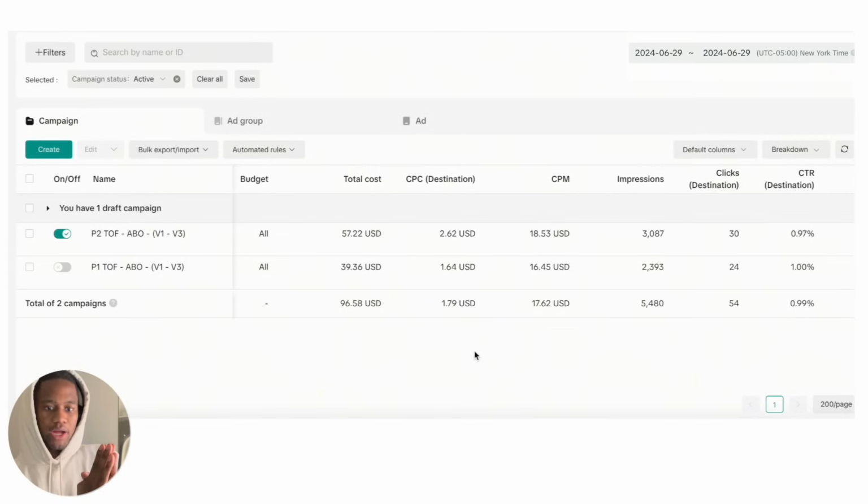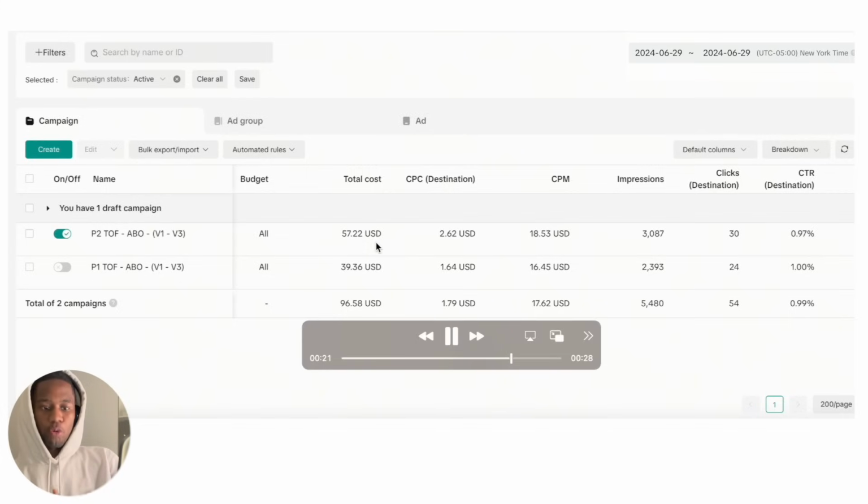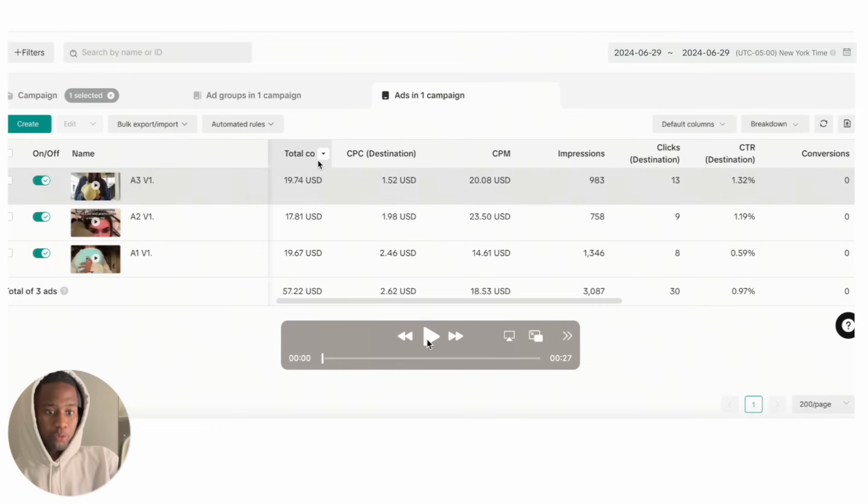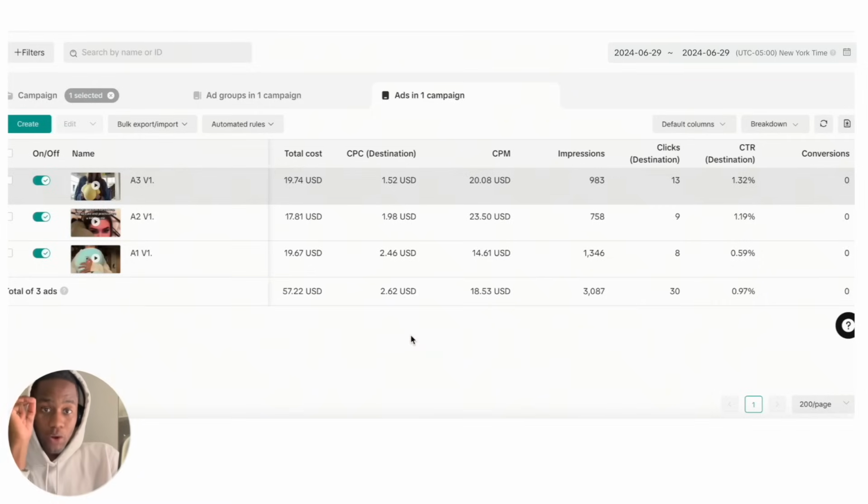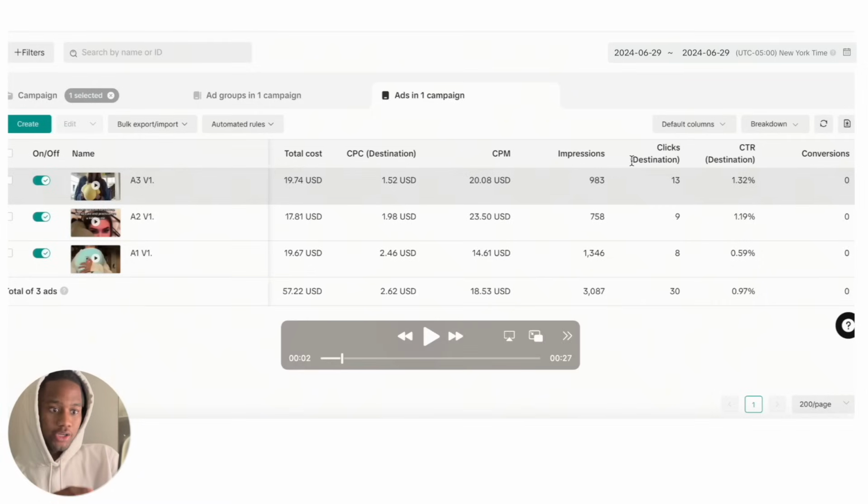But don't worry. The thing about ABOs is you never want to judge an ABO by looking at the campaign, right? When you get into the ad group level, you'll see that still there's nothing good going on here. If you look at our best performing ad group, it is A3V3. A3V3 is basically our best creative, but still it's not good. Look at our cost per click, $1.52. That means it cost me $1.52 to get one person to click on my video. Garbage. You look at the CPM, $20, doesn't really matter, but then you also look at the click-through rates and the conversions. No buying intent.